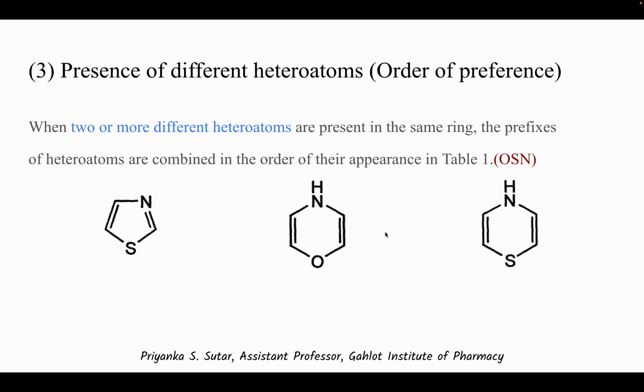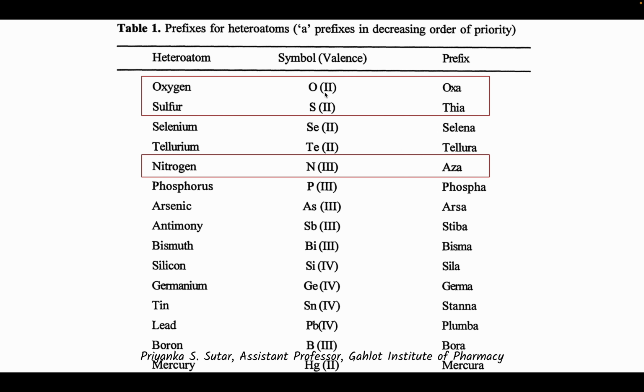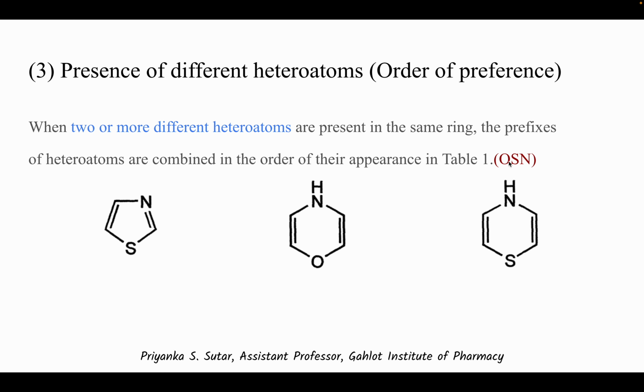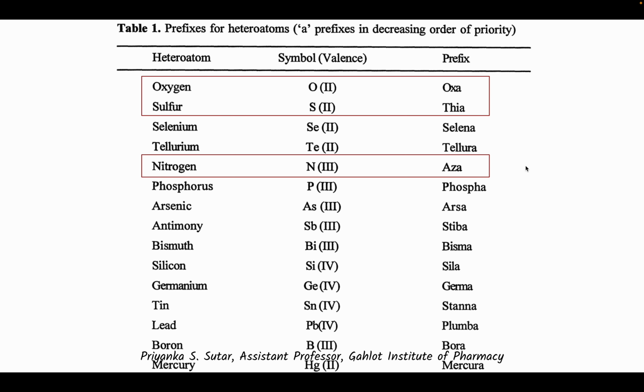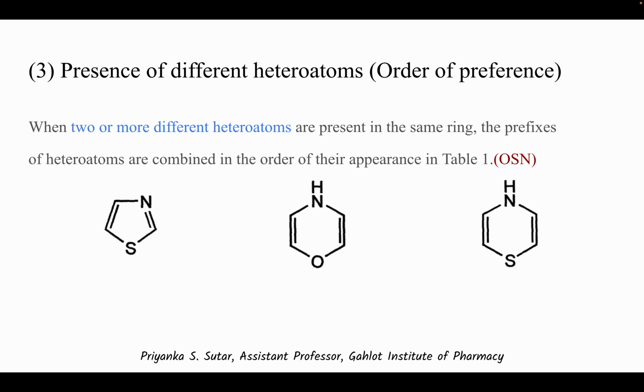So here are examples of the same. You see table number 1. What is the order of preference? First preference is for oxygen. Second preference is for sulfur. Third preference is for nitrogen. That's why I wrote OSN over here. First preference oxygen, second sulfur, third nitrogen, so I call it the OSN rule. The second rule is for different heteroatoms, the OSN rule.